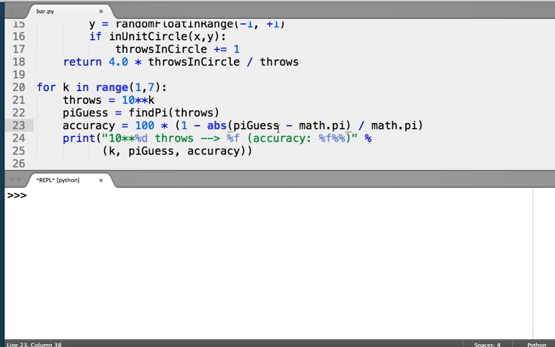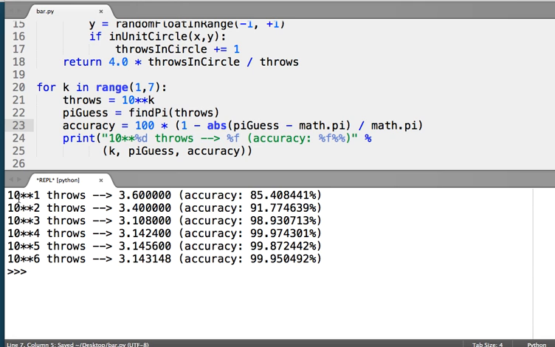And we go ahead and run this. As we see, when we only have 10 throws, we're actually pretty good, even on 10 throws, 3.6. At 100 throws, 3.4. What's more interesting, I think, is the accuracy. At 100 throws, we've got to 91, 92%. But as our number of throws goes up, our accuracy goes up. What's also interesting is it's non-monotonic. In other words, when we threw 10,000 throws, we are at 99.97, but at 100,000, 99.87, not as good.